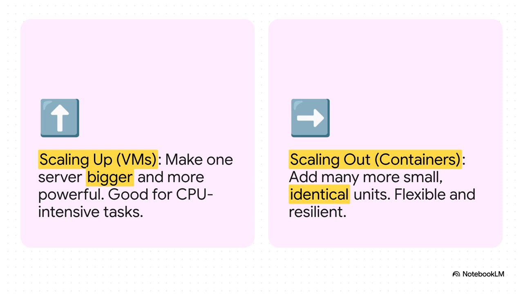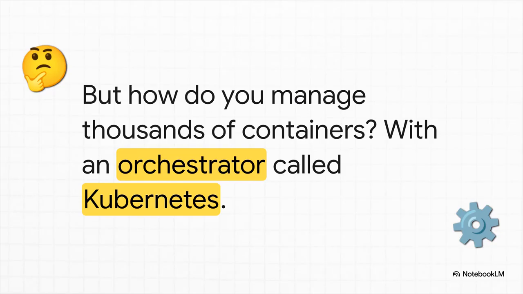So if your app suddenly goes viral, you don't try to build one giant mega server. You just instantly stamp out 1,000 copies of your little container. It's way more flexible and resilient. Okay, so this sounds great, but now you've got thousands, maybe tens of thousands of these little boxes running around. How on earth do you keep track of all of them?